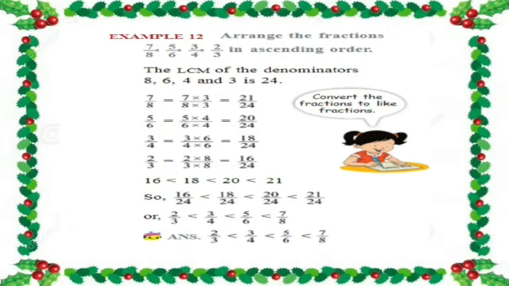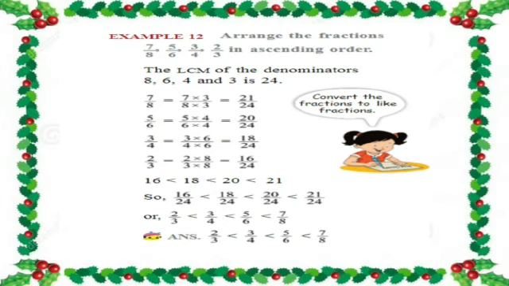Now you will change the given fractions to their equivalent fractions with denominator 24. So 7 by 8. So the denominator should be 24. So what multiplied by 8 will give you 24? 3. So 8 into 3 is 24. So you multiply 3 in the numerator also. So 7 into 3 is equal to 21. Then same thing you will do for 5 by 6, 3 by 4 and 2 by 3. So when you multiply 5 by 6, you get the equivalent fraction as 20 by 24. And 3 by 4, when you multiply, you get 18 by 24. And 2 by 3, when you multiply, you get 16 by 24.